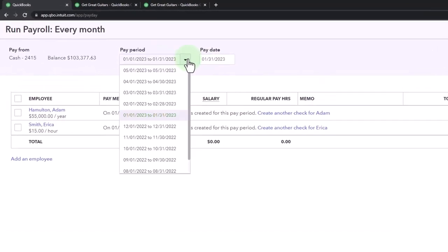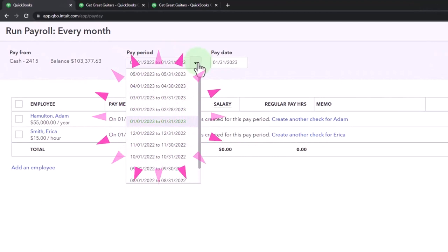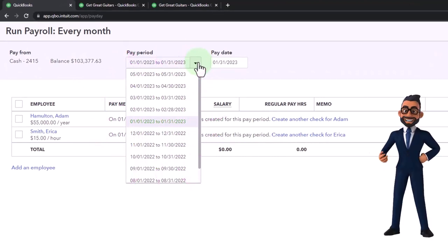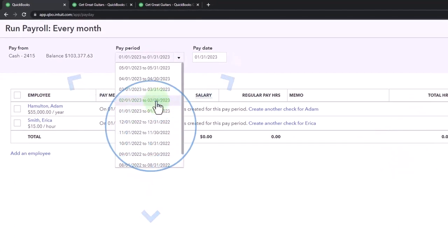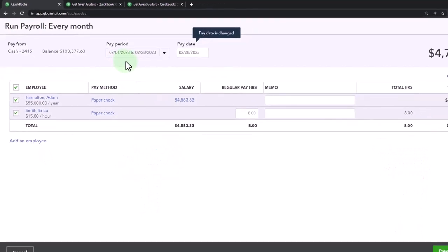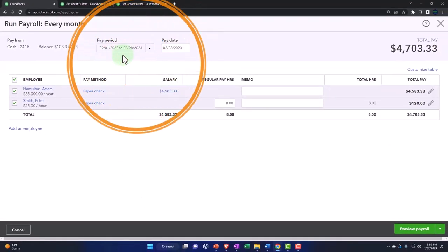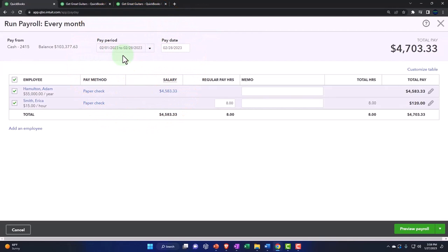So I'm gonna hit the drop down. This period by period has been set up when we set up the payroll, so that the next period that we would run would be February 2023. There's the pay range, the period, because we have a monthly period, so it's the full month.